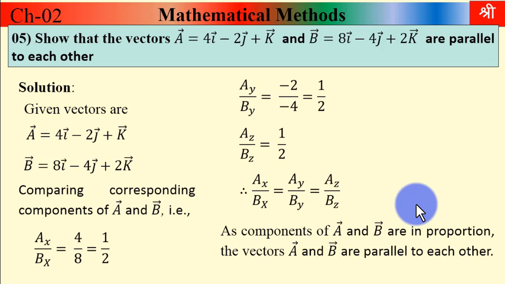Always remember, when you have to prove that given two vectors are parallel to each other, you have to prove that their corresponding components, ratio of corresponding components is always equal. Ax upon bx is equal to ay upon by is equal to az upon bz.